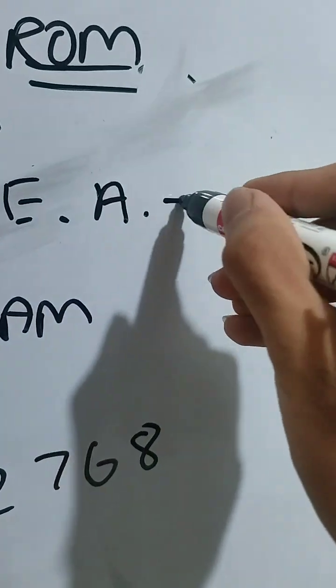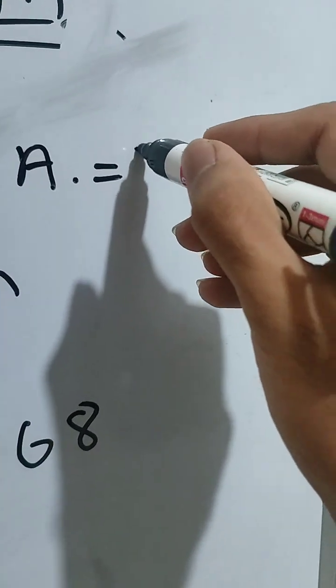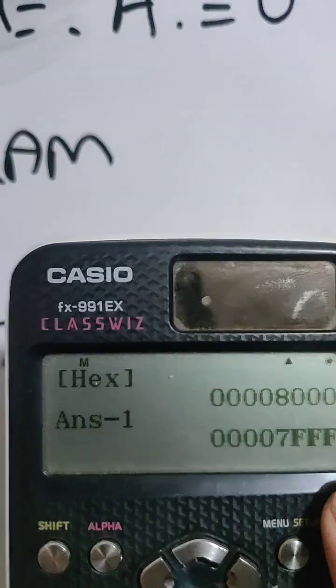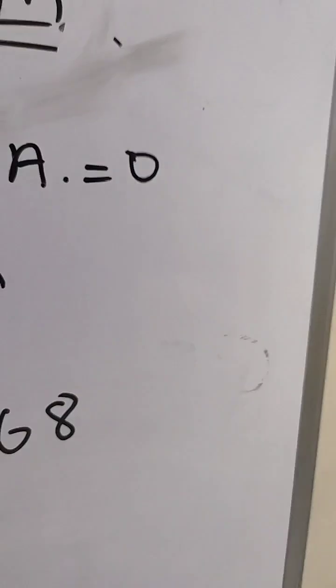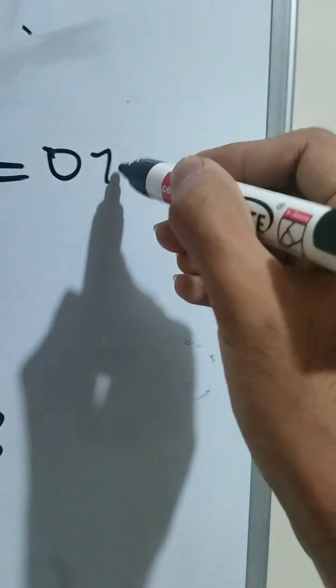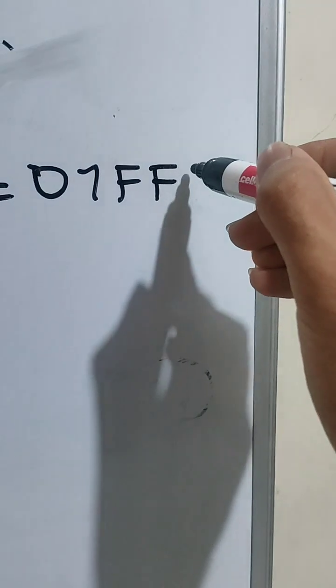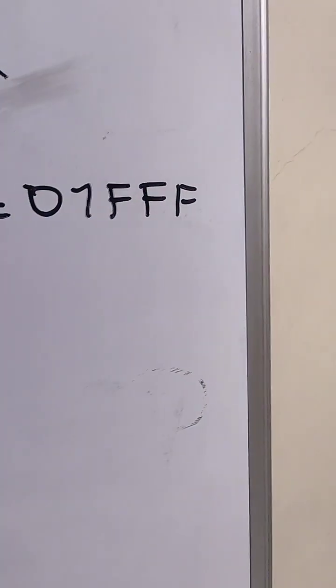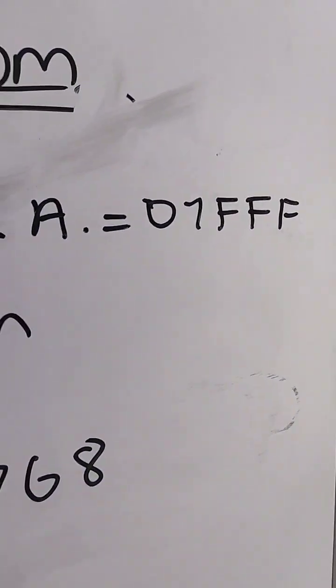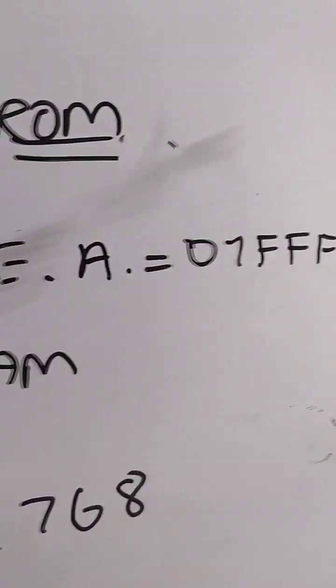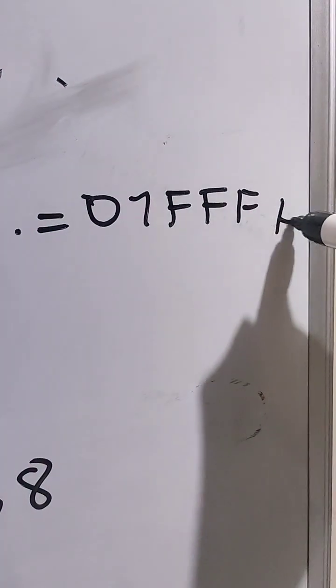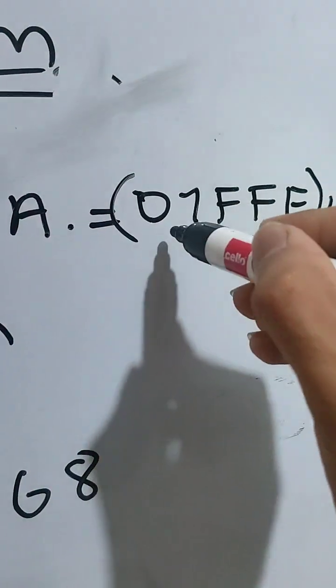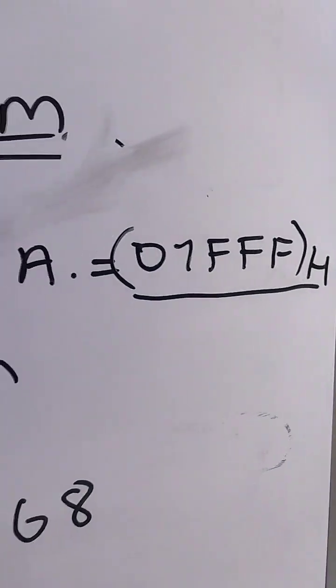The ending address will be 0 and then 0 and then 7FFF. It should be a 5-digit number, okay? Because we have 2 raised to 20 address lines, so the max is 5 hexadecimal digits. But basically it should have 5 digits. This H is just the hexadecimal specifier, okay? So this is our ending address.